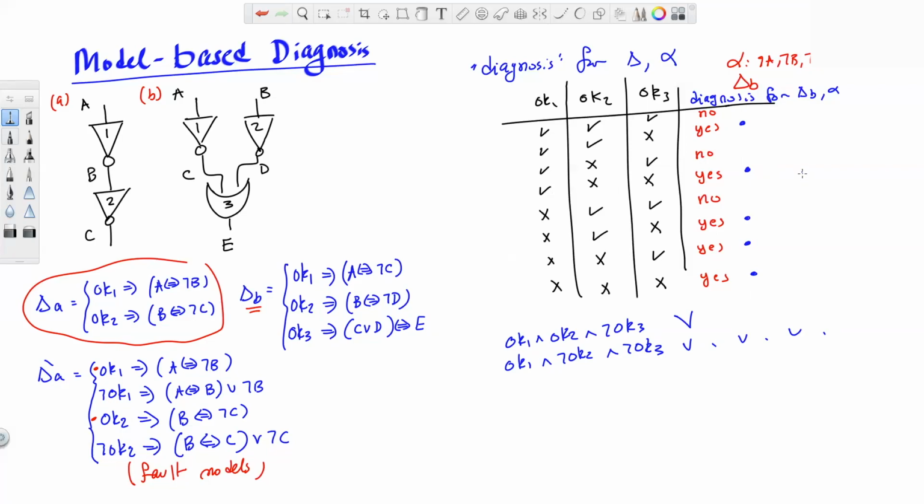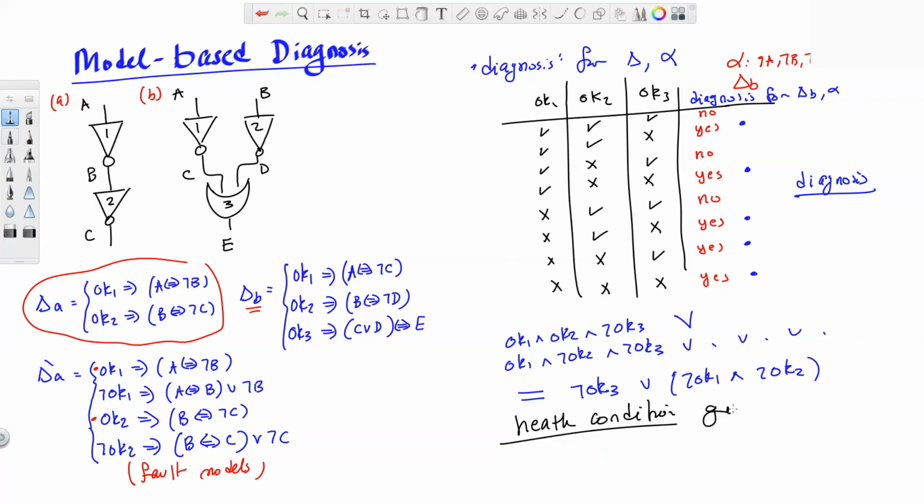And each one of these guys, we called it a diagnosis. That is a state of the system that is compatible with the system description and system observation. What are you going to get? That is going to be equivalent to what one of you wrote, which is the fact that not okay 3 or not okay 1 and not okay 2, right? And this is what we call the health condition given a system description and observation.